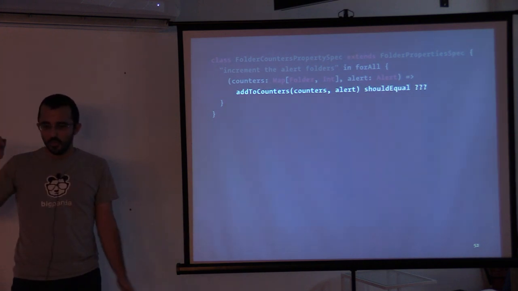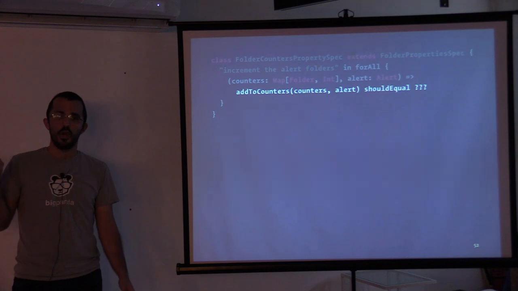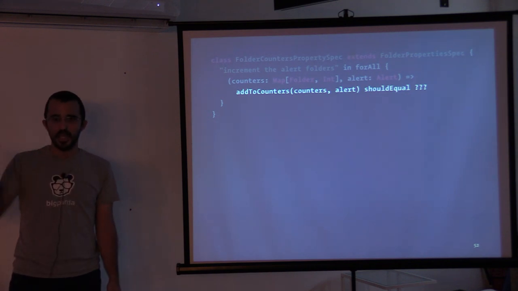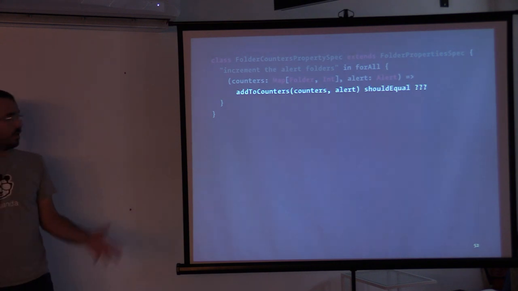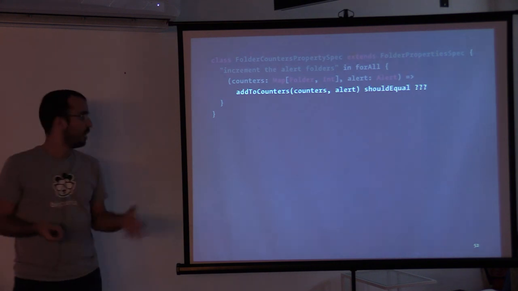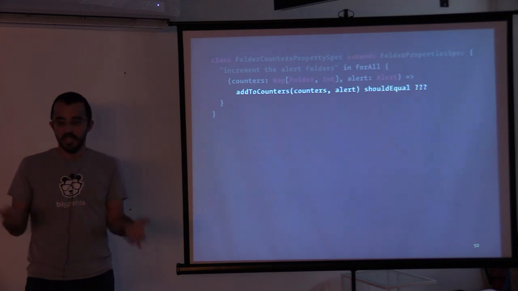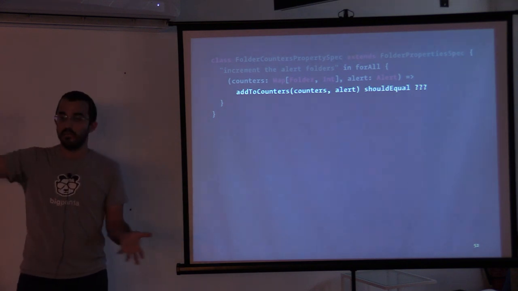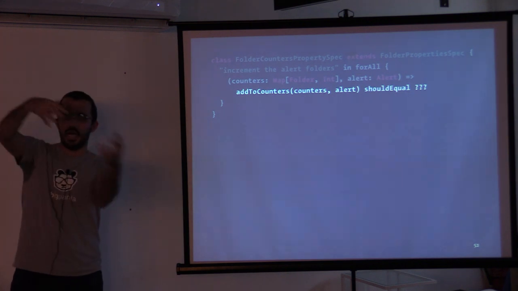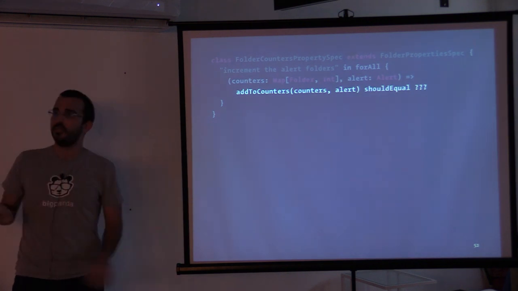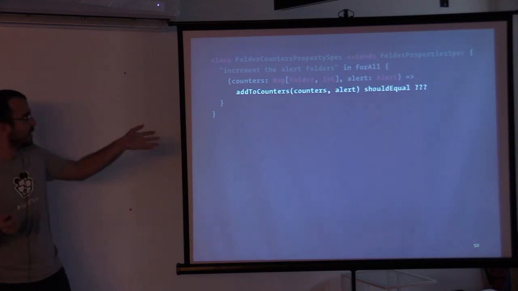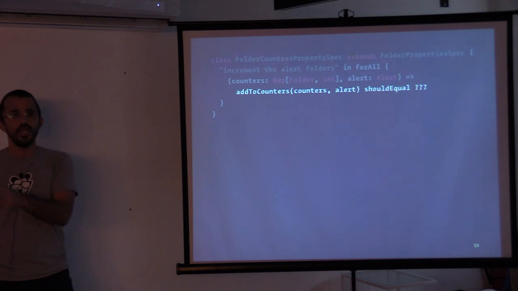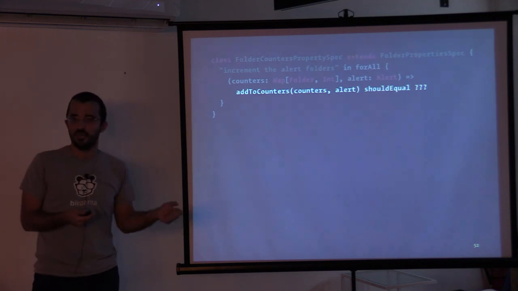And then, when we try to write the property, on what do we assert? So I think this is a real barrier that a lot of people get stuck at. Why? What we really want to do here is to say, take the alert. The alert sits at some folders, right? Take the counters, combine them, and make sure that's the result. Or maybe check that the counters were incremented by one where the alert sits. We're trying to re-implement the add to counters function.